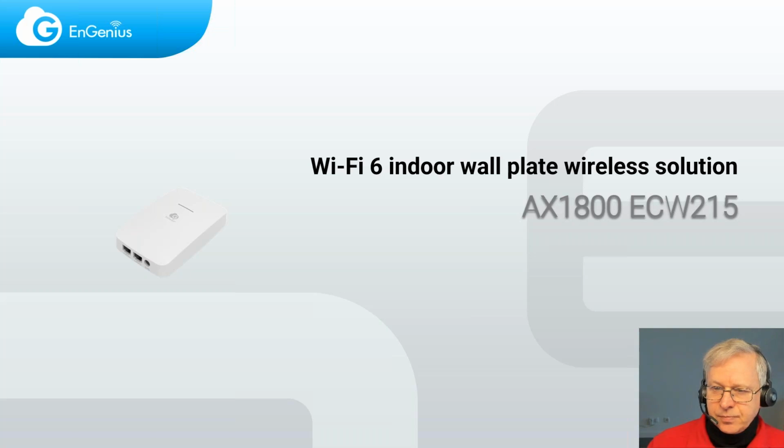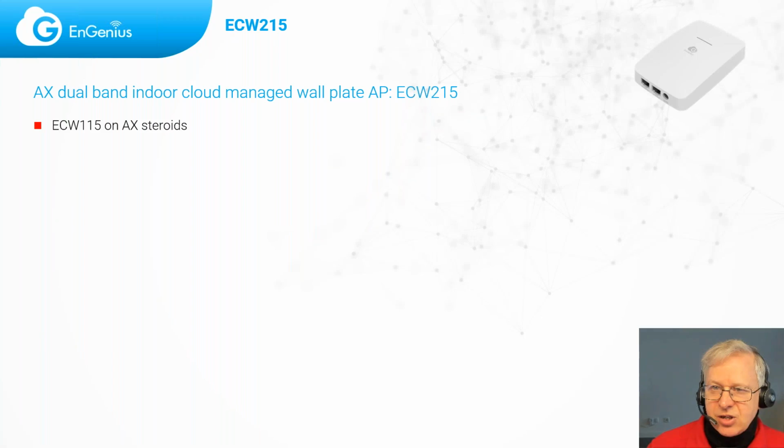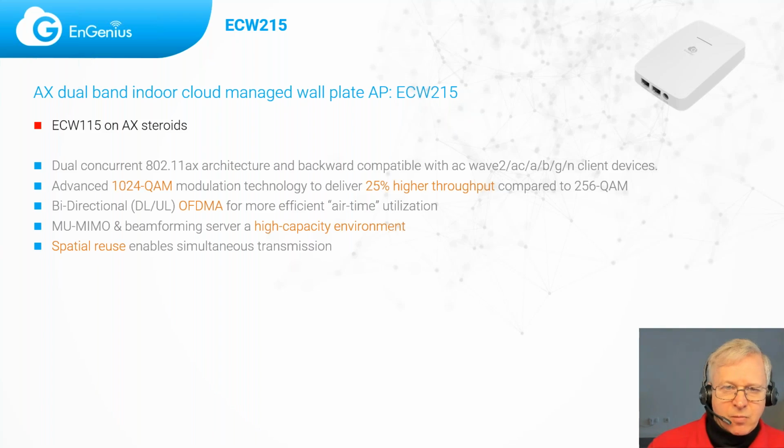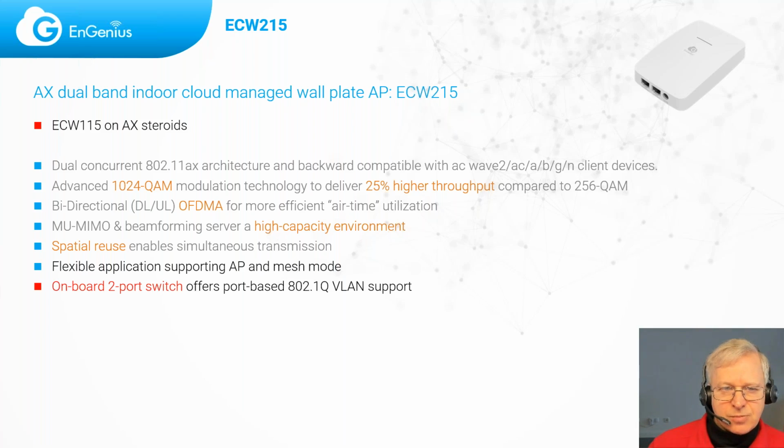Then up to the products. First, we'll start off with our ECW215. You have to see this as an ECW115 on steroids. It has all the features mentioned before, as a bonus, all the nice AX stuff. Of course, it supports AP modes and also mesh modes, which they can do at the same time, like most, if not all, of our cloud APs.